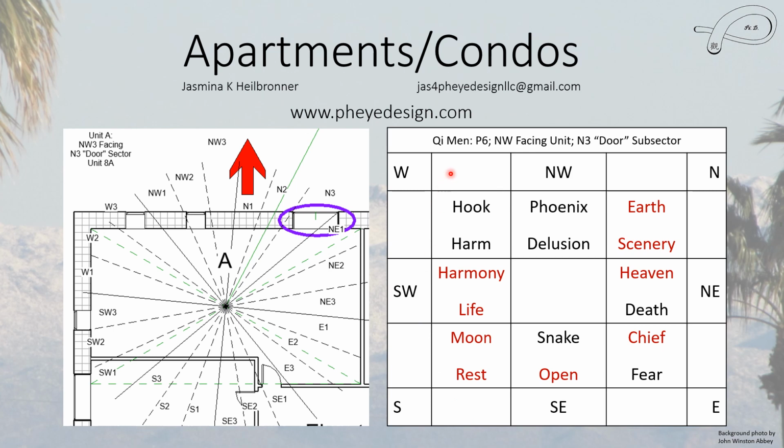Now the Chimen, this again, a period 6 building, northwest facing unit, and a north 3 door, and this is what we have. Now, this is much better. We have earth and scenery. This is very, very good. Somebody here is going to be able to really make some headway. They're going to be noticed, and hopefully they're doing good work, and they'll be noticed for doing good work.